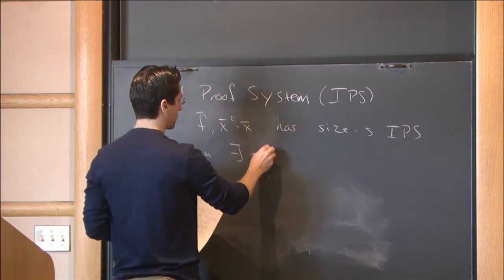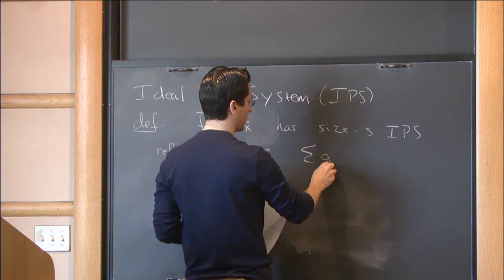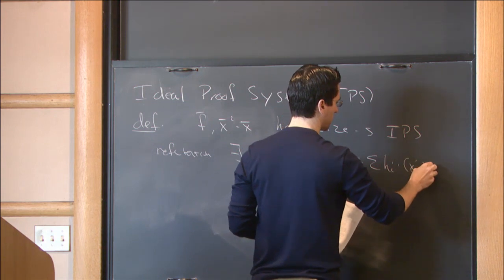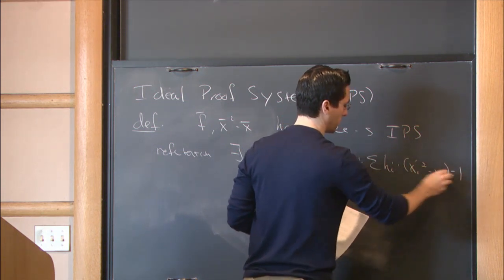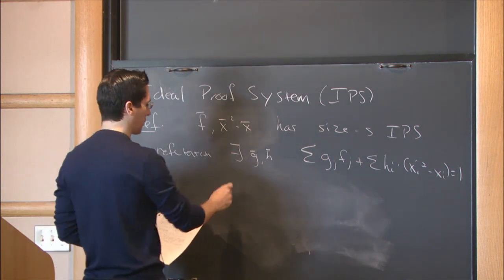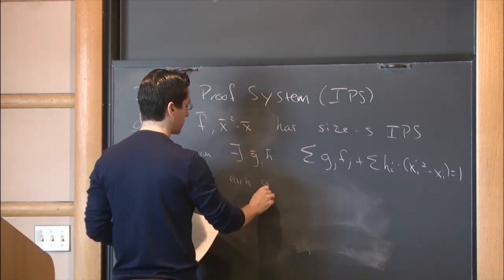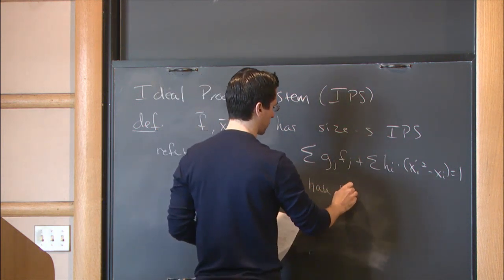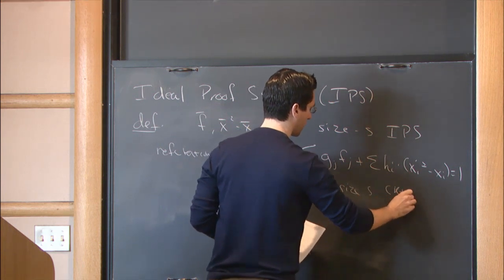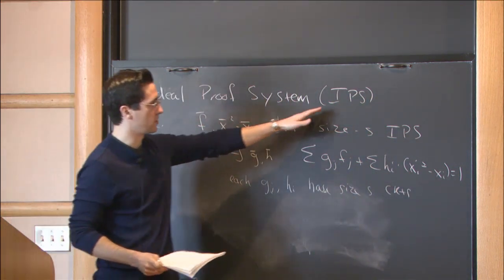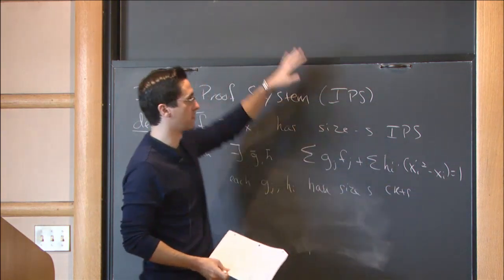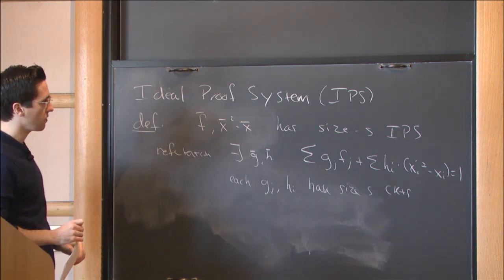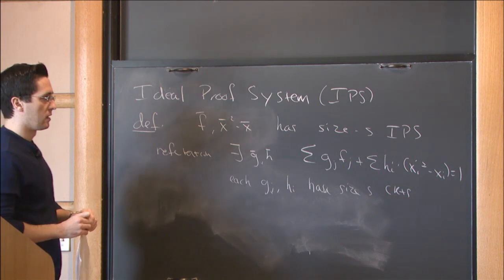If there exists G and H, basically as before, where summation Gj Fj plus summation Hi times this, it obeys this Nullstellensatz functional equation, and each Gj and Hi have size S circuits. But of course, you can then restrict IPS to any situation where you restrict circuits not to arbitrary circuits, but to circuits, say, from the baby case.